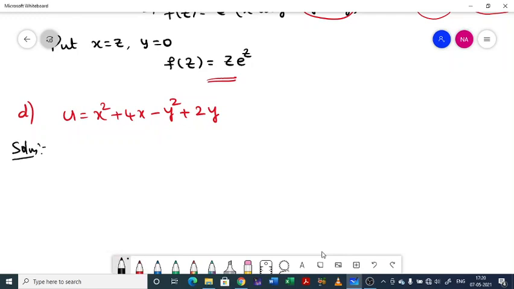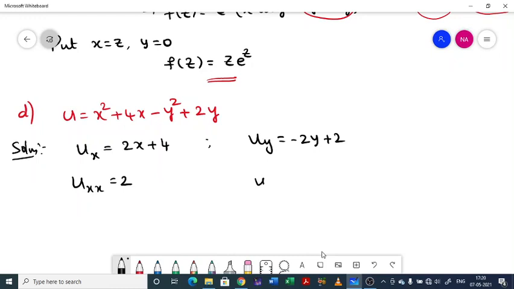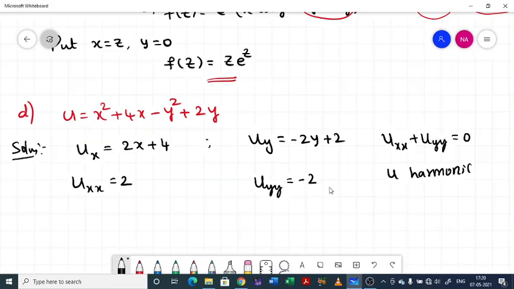So it is a polynomial, so differentiating a polynomial is easy. So u x is 2x plus 4 and u double x is 2. u y is minus 2y plus 2, u double y is minus 2. So u double x plus u double y equal to 0. So u is harmonic. Now we need to find its harmonic conjugate.